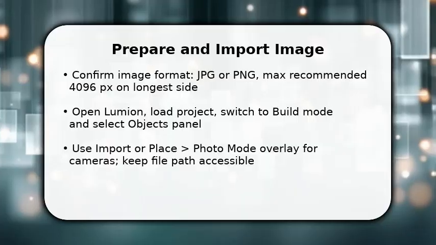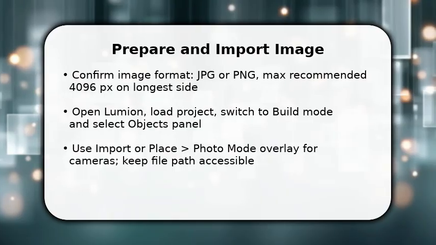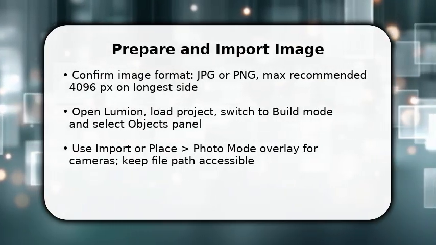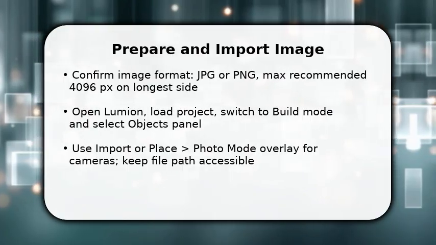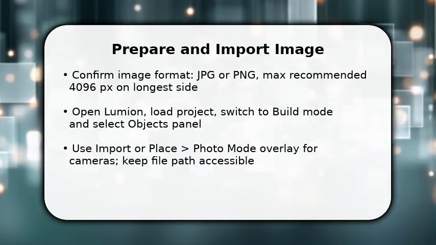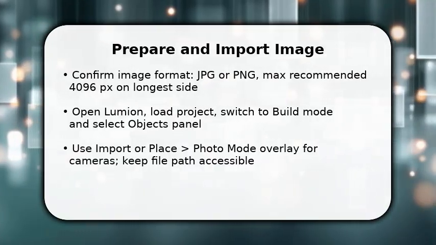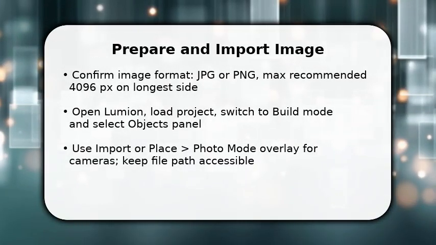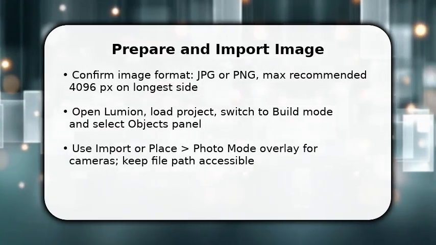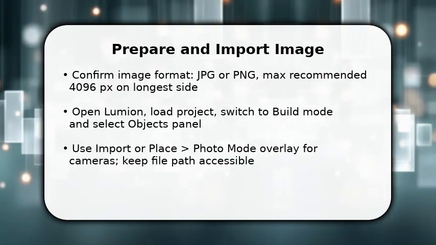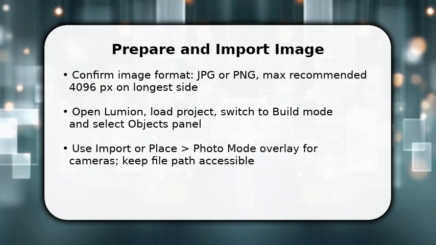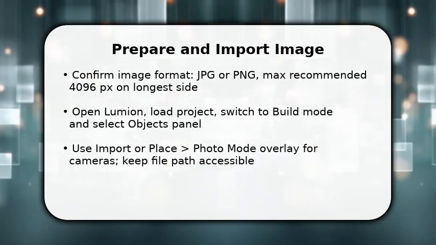Enjoy the video. You start by preparing the image and getting it into Lumion. First, ensure your file is JPG or PNG and under about 4096 pixels on the longest side to avoid memory issues. Once Lumion is open and your scene loaded, go to Build Mode and open the Objects panel so you can place a 2D plane or use the Photo Mode overlay. Make sure the image file stays in an easier-to-find folder. This avoids broken links when importing or relinking later.